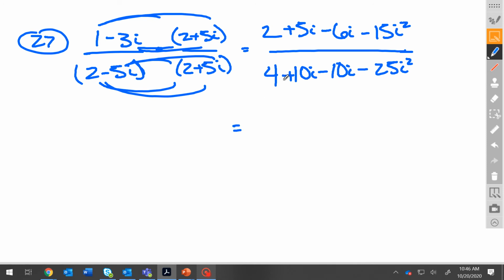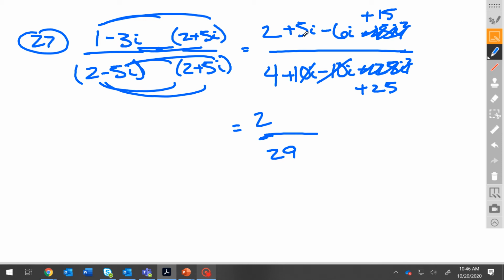Alright, let me simplify some of this stuff. Negative 15 times i squared, which is negative 1, so this just becomes plus 15. Same thing with this minus 25i squared, this just becomes plus 25. These i's cancel, so my denominator 25 plus 4, that's 29. My numerator, I have 2, and then 5i minus 6i is negative i.